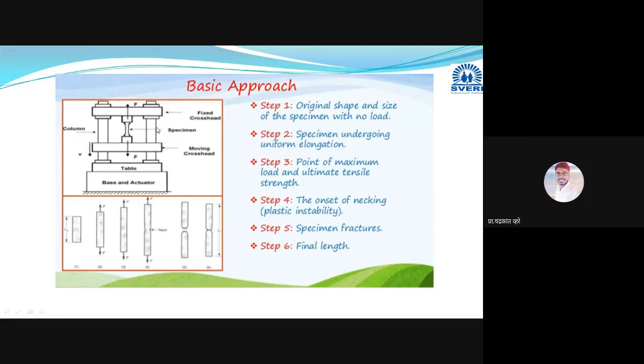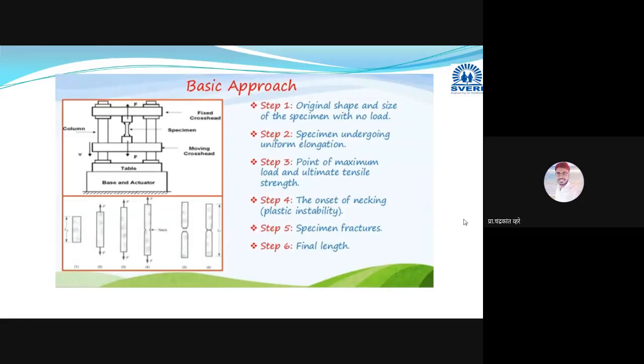Due to the motor, this column screw gets rotated, and because of that, this plate goes up and down, up and down. Due to the up and down motion, there will be a tensile load on this specimen. So just draw the diagram and write it down.